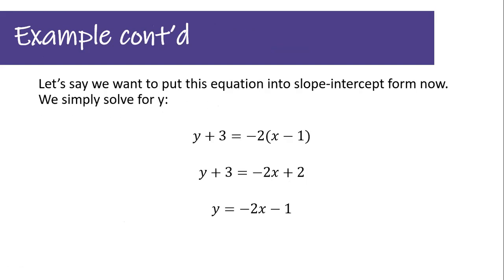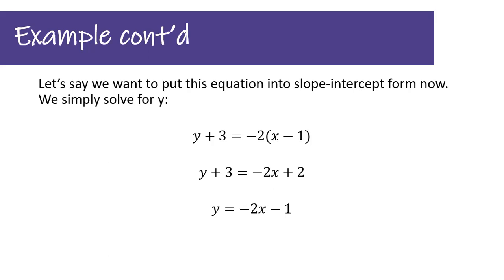Now, if we wanted to put this equation into slope-intercept form, all we need to do is rearrange. Remember that for slope-intercept form, all we do is solve for y. So we need to isolate y here. Since there are parentheses, I'd like to distribute that -2 first. So we'd have y plus 3 equals -2x plus 2. And then we move the 3 to the other side. Voila, y equals -2x minus 1.